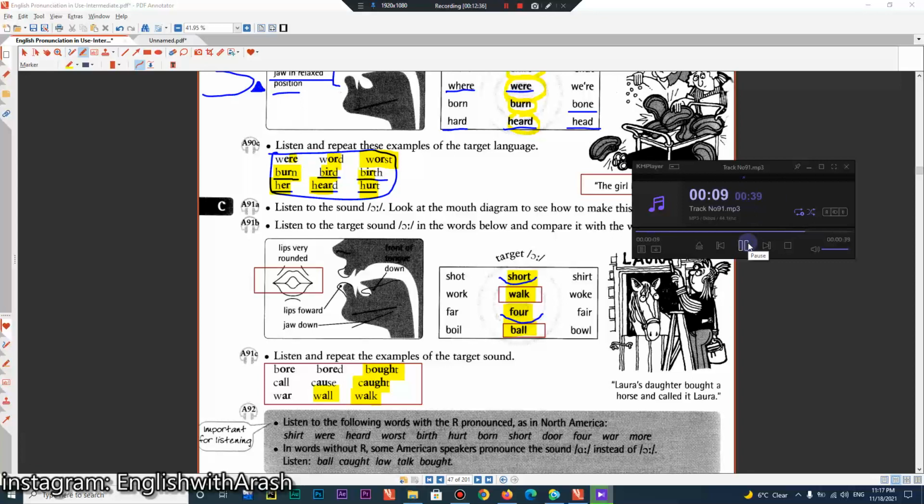A91C, bore, bored, bought, call, cause, caught.